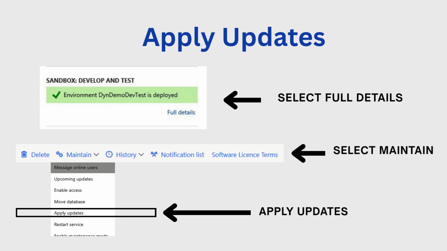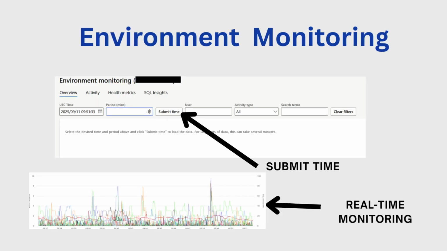Now let's talk updates. In LCS, you can download updates, test them in the sandbox environment, and then push them through to production. Always test first. That way you don't risk breaking the live system. To apply an update, the first thing you would do is click on full details on your test environment. You would then click on the maintain tab and then apply update. You would then search or scroll down the list for the update you would like to apply and then click apply.